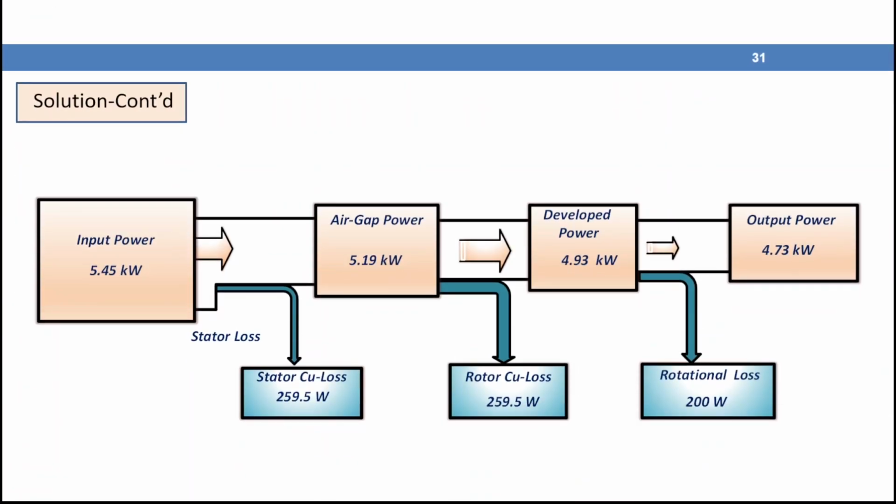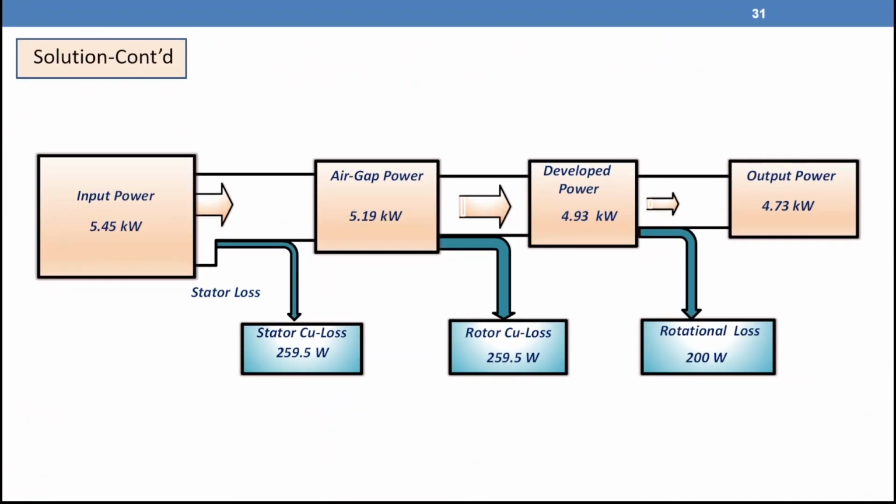So now we can plot the power flow diagram. We have input power 5.45 kilowatt, a stator loss around 260 watt, air gap power around 5.2 kilowatt, rotor copper loss around 260 watt, and developed power something like 4.93 kilowatt. A rotational loss of 200 watt, and the output power in this case will be 4.73 kilowatt. Definitely you can calculate the motor efficiency in this case.